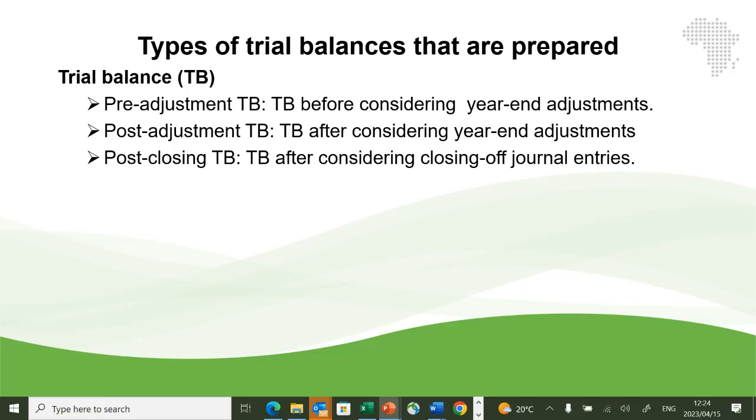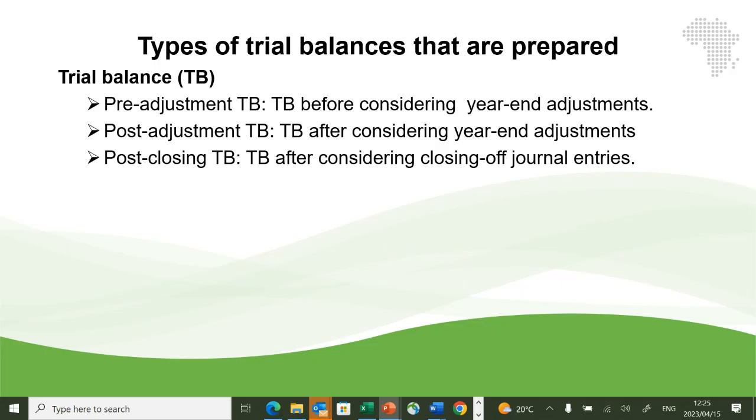The types of trial balances that are prepared specifically at the end of the year. We've got three trial balances. We're going to have a pre-adjustment trial balance. It's clear, just saying pre-adjustment trial balance, it's before considering year-end adjustments. So it's before considering the adjustments that we're going to be learning today. That's why it's called pre-adjustment.